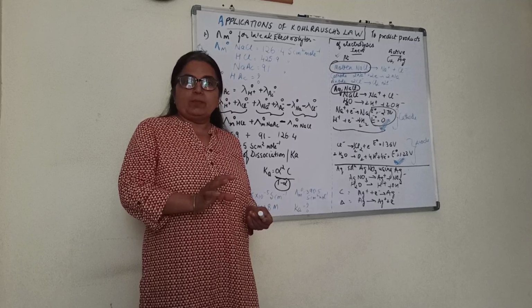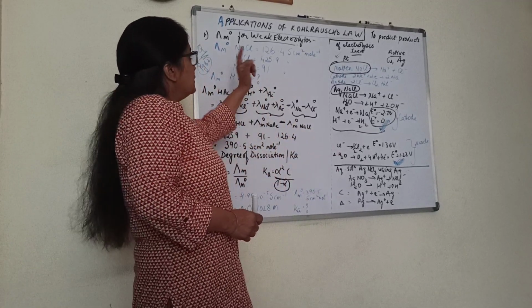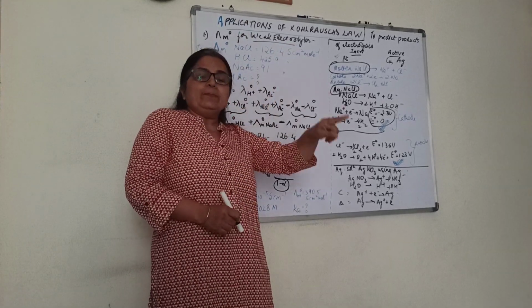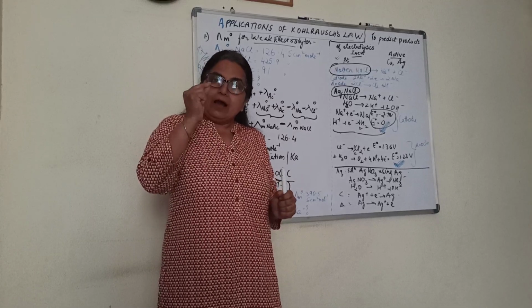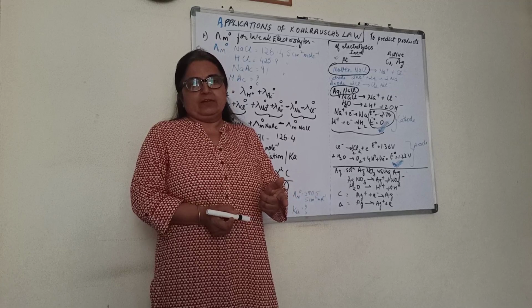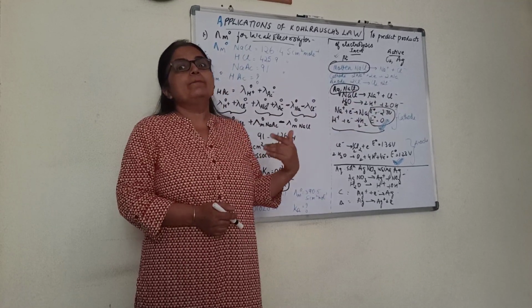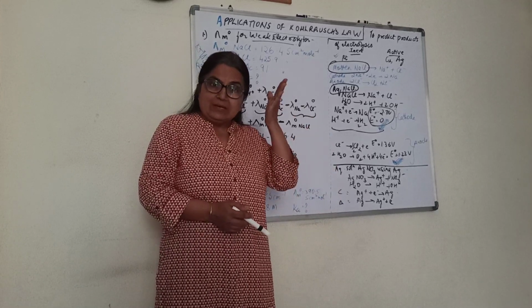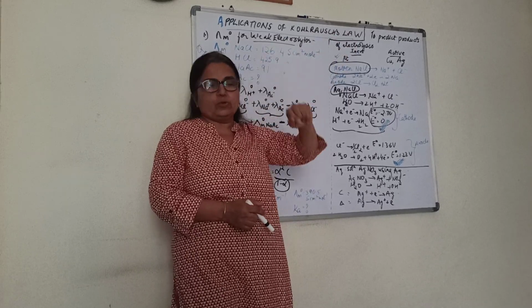Then we also spoke about Kohlrausch law. I'll just recollect that. It was Kohlrausch law of independent migration of ions, which says that every ion has its own conductivity irrespective of which ion it is attached to. Now how we can apply that, we will discuss with an example. So we are talking about applications of Kohlrausch law.